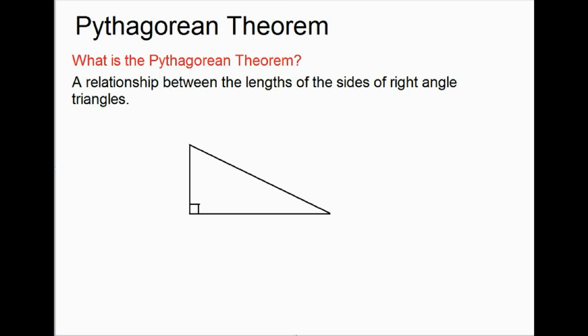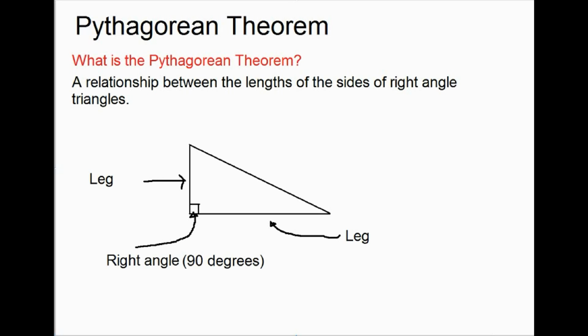Here we have a picture of a right-angle triangle, and it is a right-angle triangle because this little square here indicates that we have a right angle. A right angle is a 90-degree angle. On a right-angle triangle, the two sides that are touching the right angle are often referred to as the legs of the right-angle triangle.